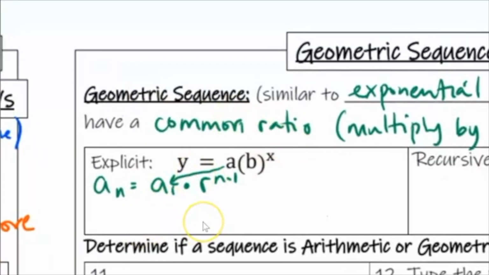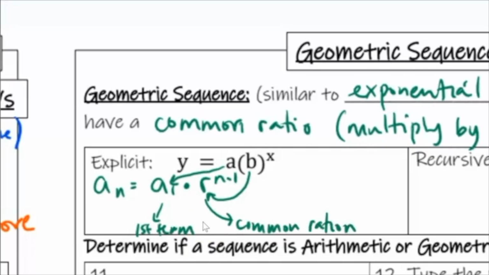My growth is like my ratio, okay? So let's go ahead and define this again. This is my first term. R is my common ratio. And again, that is my growth or my decay. So it's how I am growing or how I'm decaying. And then your x is similar to n minus 1.